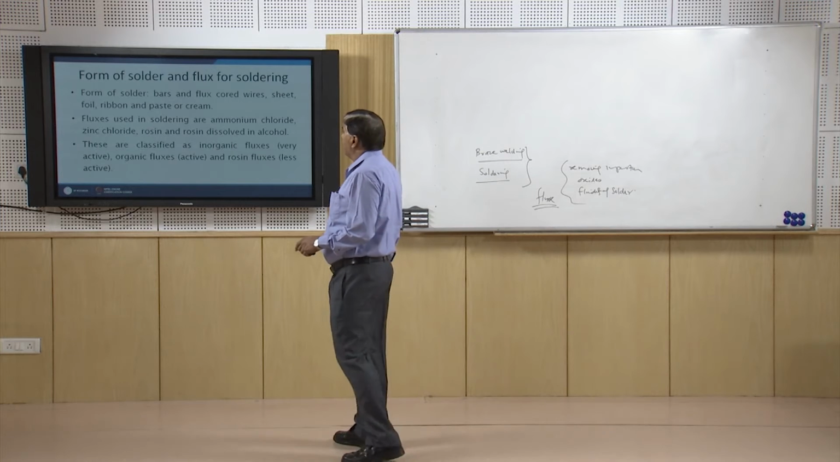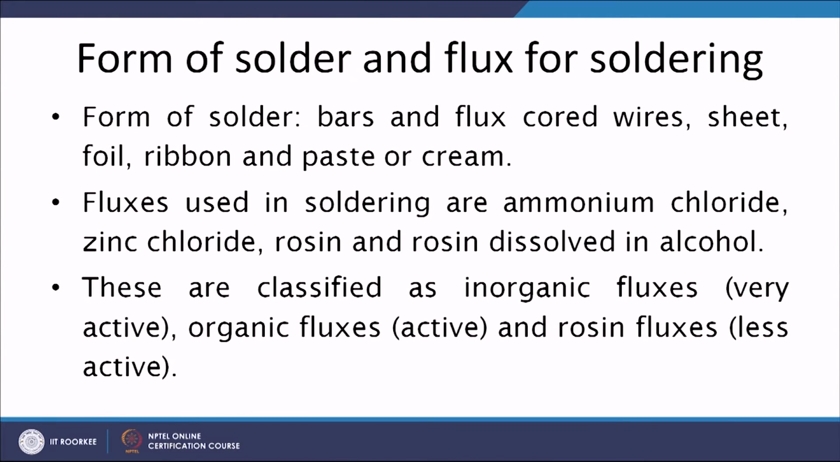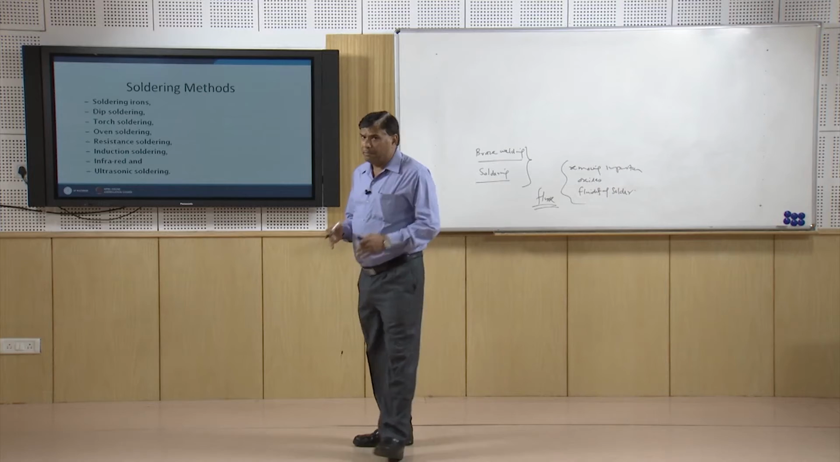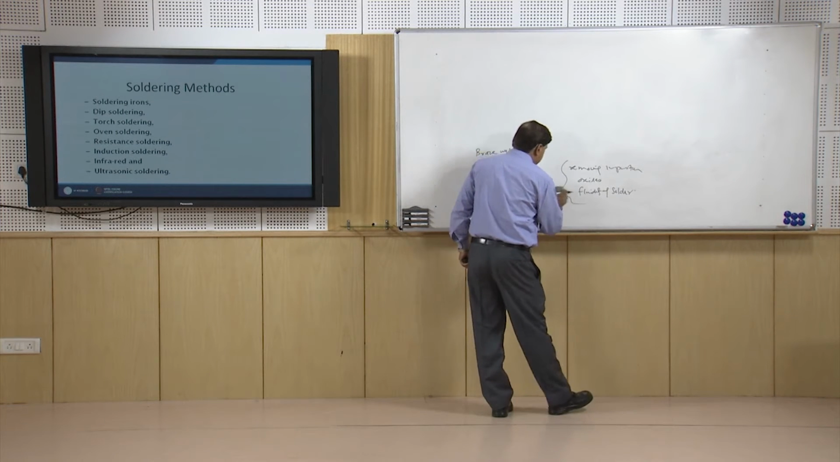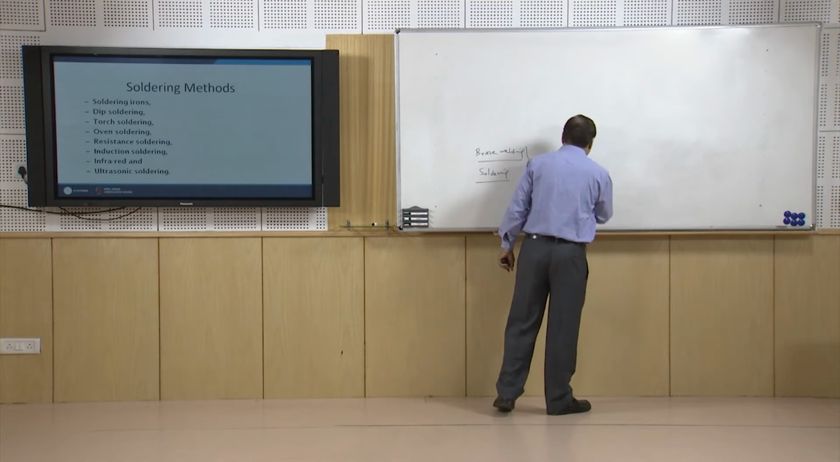First we will see that the solders may be used in the form of bars, flux cored wires or sheets, foils, ribbons, etc., and the fluxes used for the soldering process may be ammonium chloride, zinc chloride, rosin, or rosin dissolved in alcohol. These fluxes are classified as inorganic fluxes which are highly active, organic fluxes which are reasonably active, and rosin fluxes which are less active. So depending upon the method used for heating of the base metal, different soldering methods have been developed.